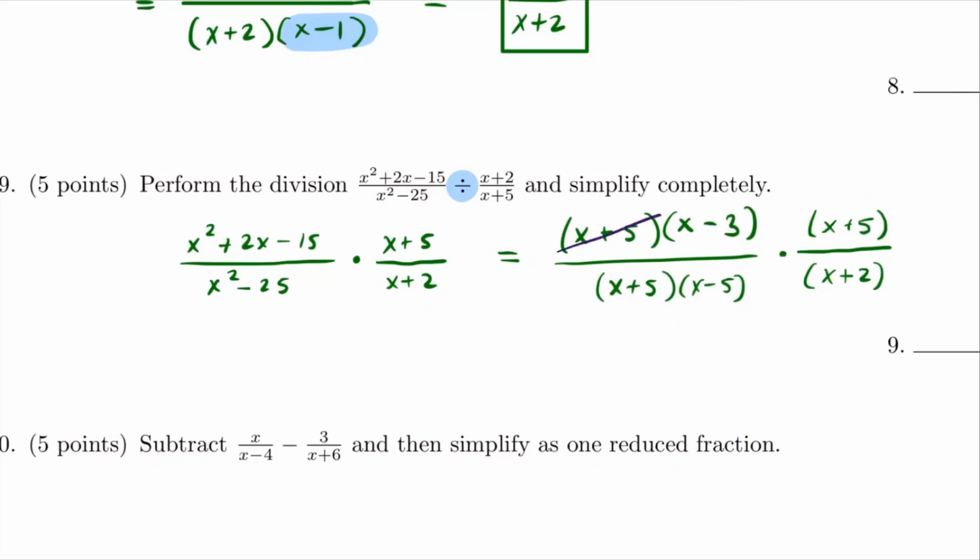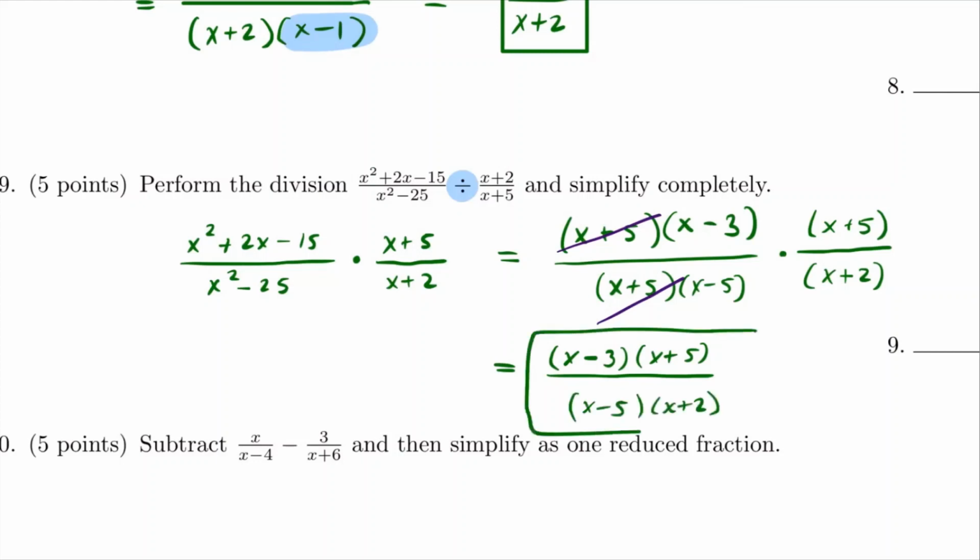So x plus 5 with x plus 5. And then that's really it. There is nothing else that's going to cancel. So it looks like our final simplified answer on the numerator is x minus 3 and x plus 5, all over, on the denominator, x minus 5 times x plus 2. So that will be our final answer for this example.